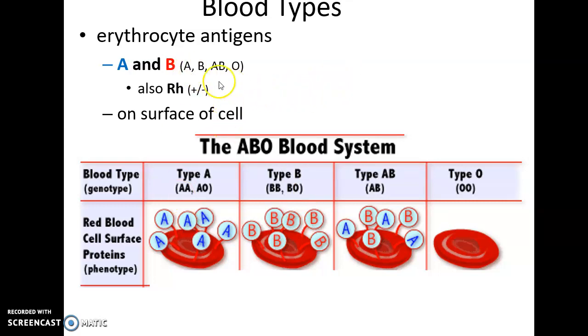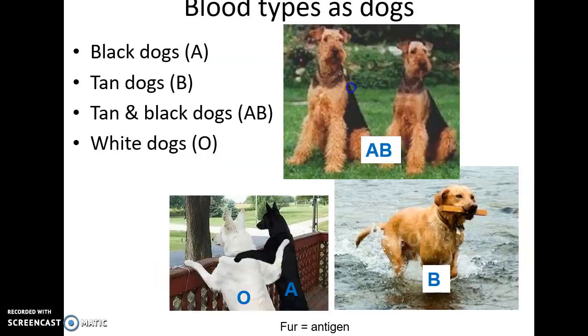So A has A, B has B, AB has both A and B, and O has neither. There's also plus or minus. Some of these could have pluses as well, additional shapes, or they could not have pluses. So minus means the plus doesn't exist, and they're on the surface of the cell.